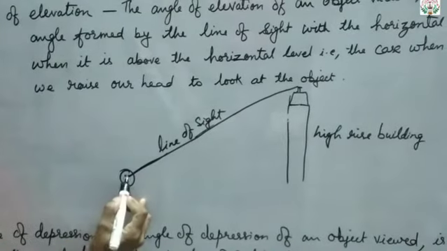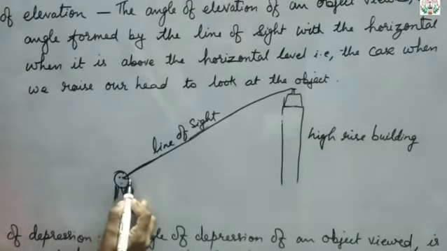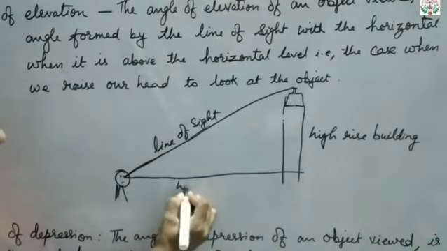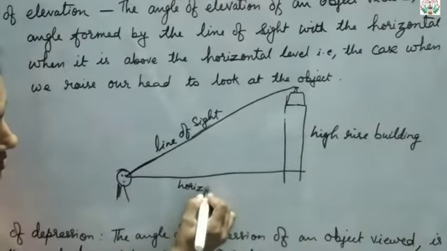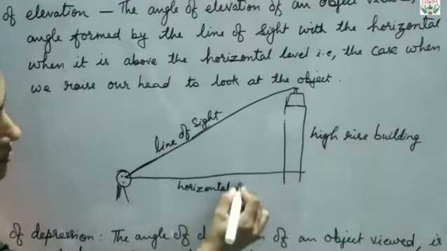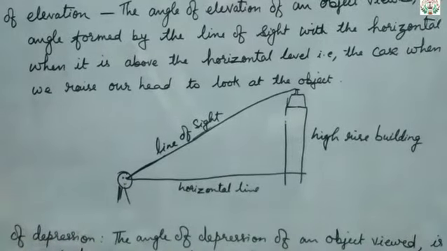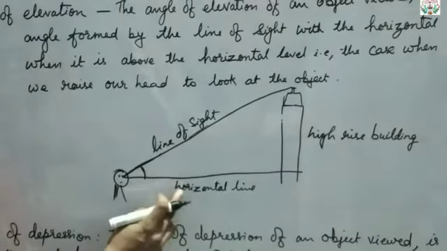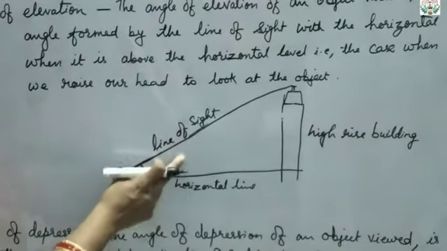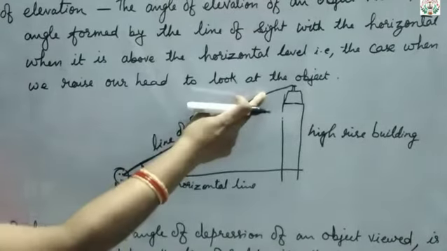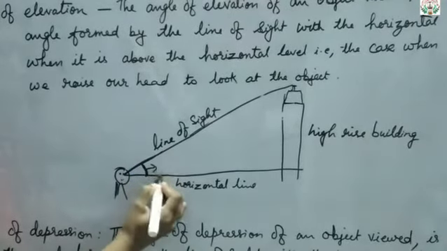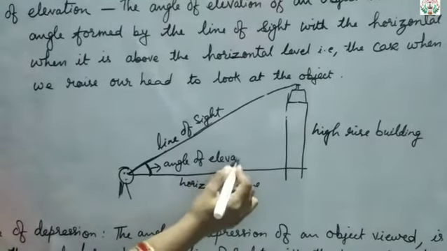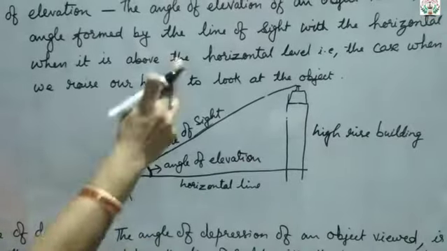Whereas the horizontal line made by the eye will be like this. So this is the horizontal line made by the eye. Now the angle made above the horizontal line by the line of sight, this angle is called what? Angle of elevation.